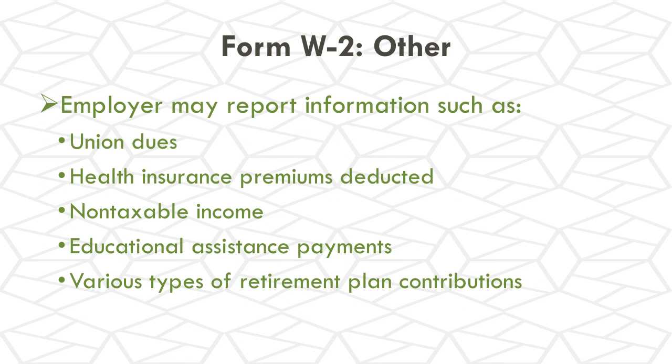So here are some examples of things that are reported in box 14. The employer may report union dues that the taxpayer paid. They may report some health insurance premiums that were deducted from their pay. They may also report other various non-taxable income that they received throughout the year. They may also report some education assistance payments, as well as various types of retirement plan contributions. Sometimes the information reported here might be able to be used when itemizing deductions, depending on whether or not it is a pre-tax benefit or a post-tax benefit.